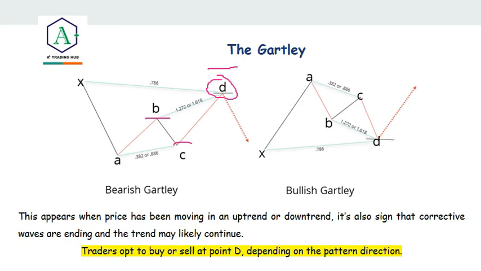So the same is applicable to the bullish Gartley. You buy at the D point and your stop loss should be at least 50 pips away from the signal you got.